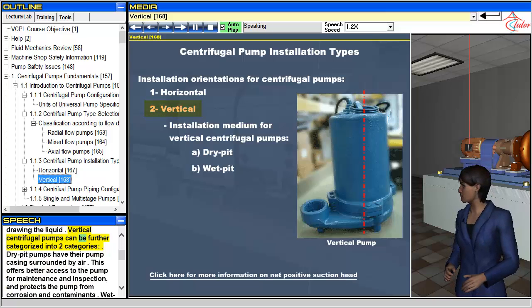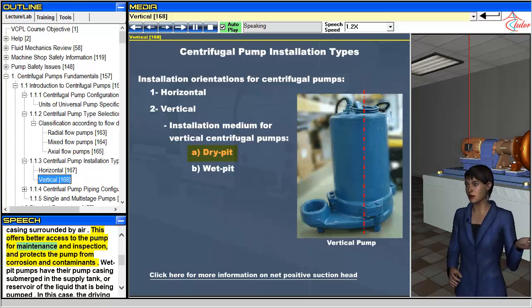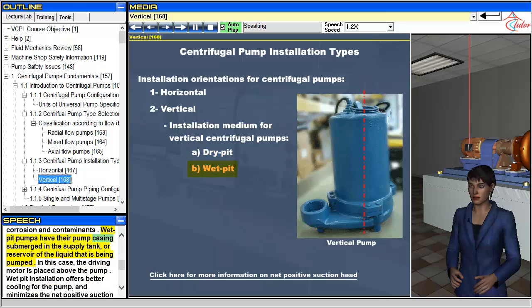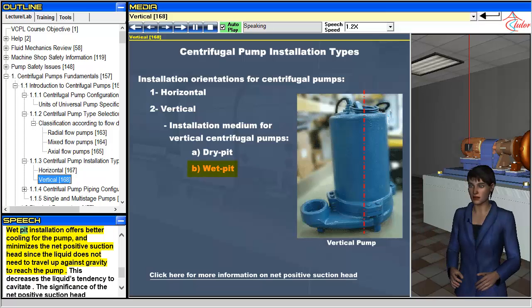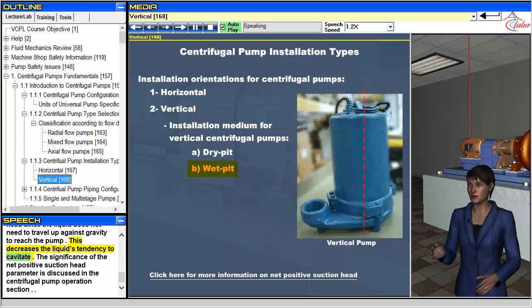Vertical centrifugal pumps can be further categorized into two categories. Dry pit pumps have their pump casing surrounded by air. This offers better access to the pump for maintenance and inspection, and protects the pump from corrosion and contaminants. Wet pit pumps have their pump casing submerged in the supply tank, or reservoir of the liquid that is being pumped. In this case, the driving motor is placed above the pump. Wet pit installation offers better cooling for the pump, and minimizes the net positive suction head since the liquid does not need to travel up against gravity to reach the pump. This decreases the liquid's tendency to cavitate. The significance of the net positive suction head parameter is discussed in the centrifugal pump operation section.